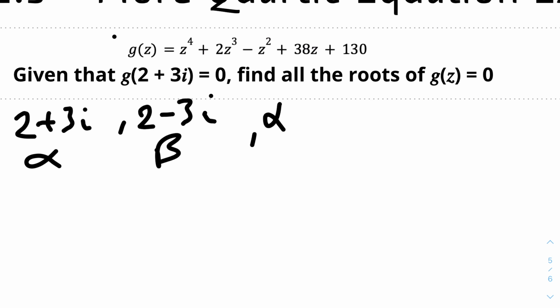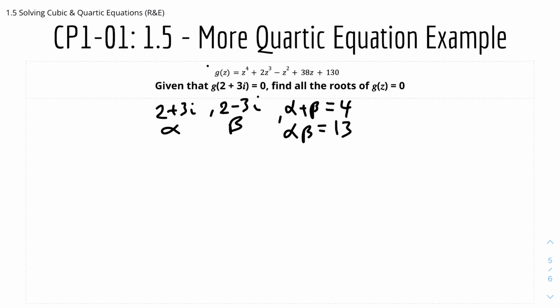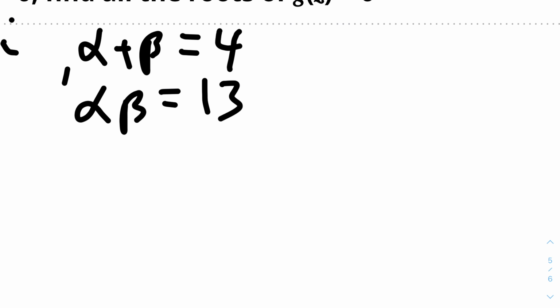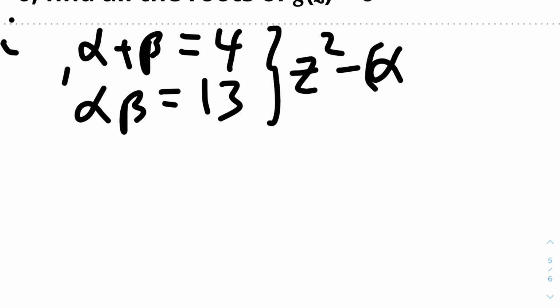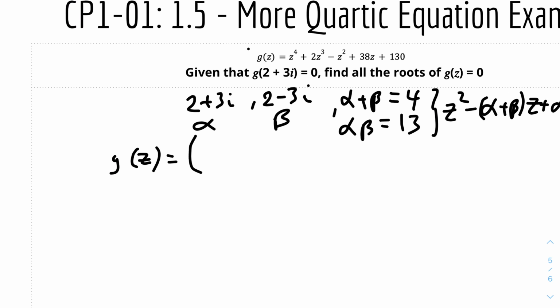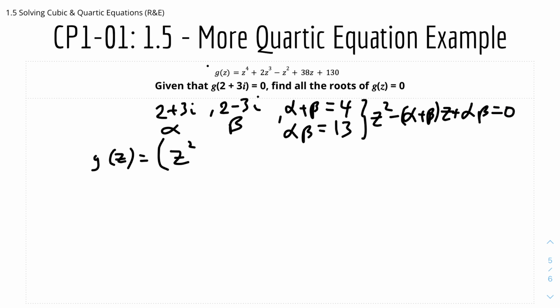So alpha plus beta is equal to 4, and alpha times beta is equal to 2 squared plus 3 squared, which is equal to 13. That means we know that g of z is equal to this quadratic equation right here. We basically have z squared minus (alpha plus beta) z plus alpha beta equals 0. So basically g of z is equal to z squared minus 4z plus 13, since alpha beta is 13.